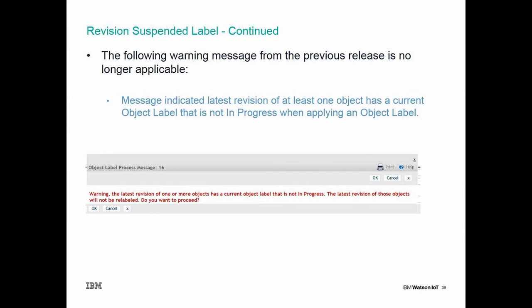So this new revision suspended label makes a warning message from the previous release no longer applicable. It was somewhat of a confusing message that occurred when applying an object label, and an object being labeled was detected where the latest revision of that object had a label of something other than in progress. So this screenshot shows the message you would see in that situation when trying to apply an object label to in-progress objects. You will no longer see this warning message.